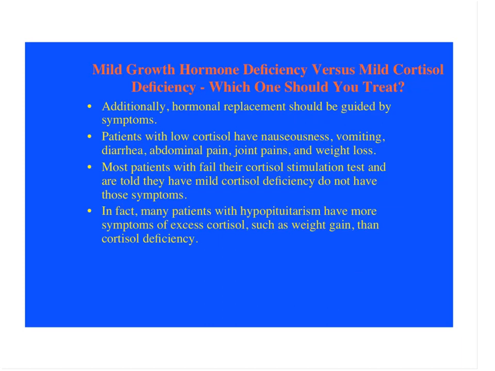Patients with low cortisol have nauseousness, vomiting, diarrhea, abdominal pain, joint pains, and weight loss. Many patients have failed their cosyntropin test, or cortisol stimulation test, and are told they have mild cortisol deficiency, don't have these symptoms, and are still given cortisol. And in fact, most patients with hypopituitarism have more symptoms of excess cortisol, such as weight gain, than low cortisol.